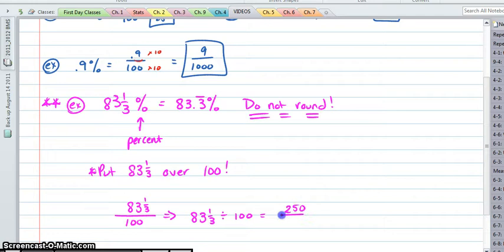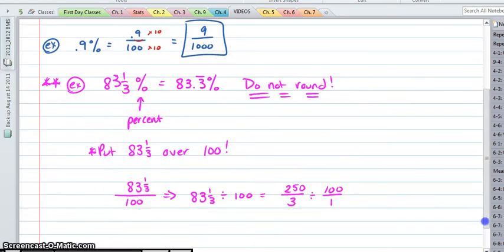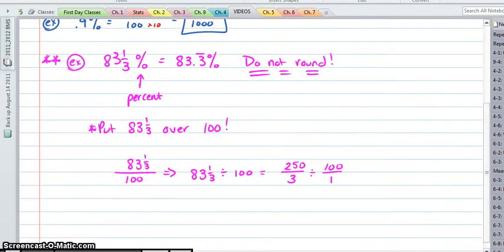We need to keep it over the original denominator of 3. Okay, and I'm dividing it by 100 over 1. I'm just going to put that denominator in so I can see that more clearly. So what do I do now? Well, remember, to divide fractions, we actually have to rewrite it as multiplication of the multiplicative inverse. This is all stuff we've done before. We're just applying it here.